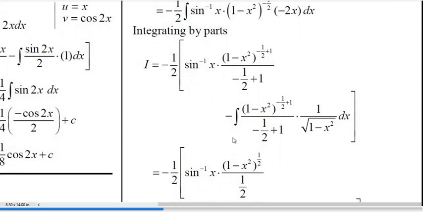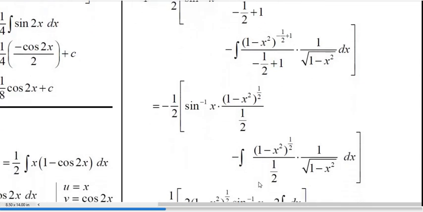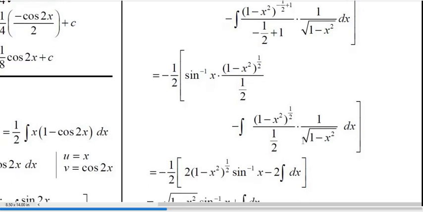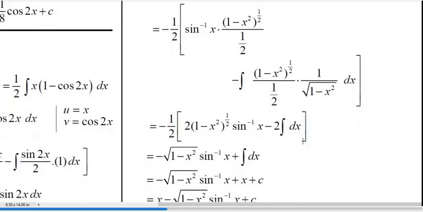Okay, minus the integration of the second function, which is (1 minus x square) to the power minus 1 by 2 plus 1, divided by minus 1 by 2 plus 1, and the derivative of the first function. We know that the derivative of sine inverse of x is 1 over square root of 1 minus x square. Okay, minus 1 by 2 as it is, sine inverse of x into (1 minus x square) whole power 1 by 2 divided by 1 by 2, minus integration of (1 minus x square) whole power 1 by 2 divided by 1 by 2 into 1 over square root of 1 minus x square.